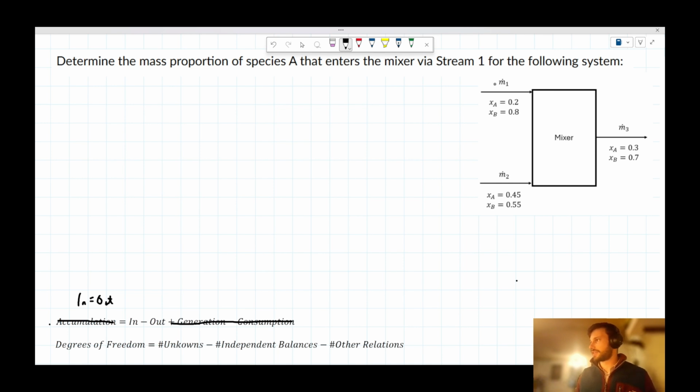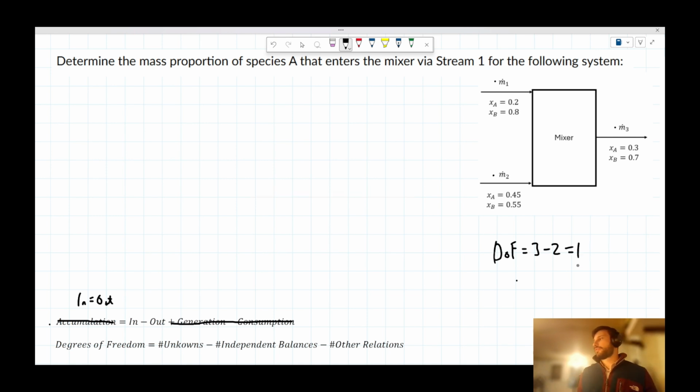So we could say that we have 1, 2, 3 unknowns here, right? M1, M2, and M3. How many independent balances do we have? Well, we have a balance for A and we have a balance for B. So we have 3 unknowns. We can say degrees of freedom in the context of this problem is 3 unknowns minus 2 independent relations, which is equal to 1. The problem is underspecified.